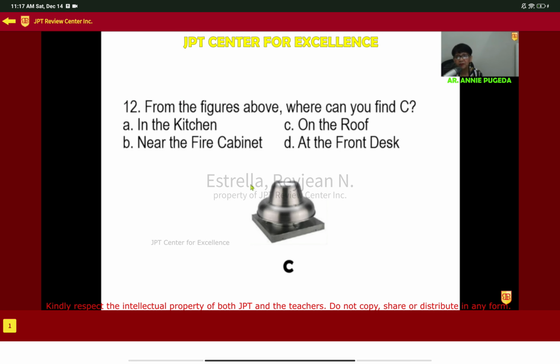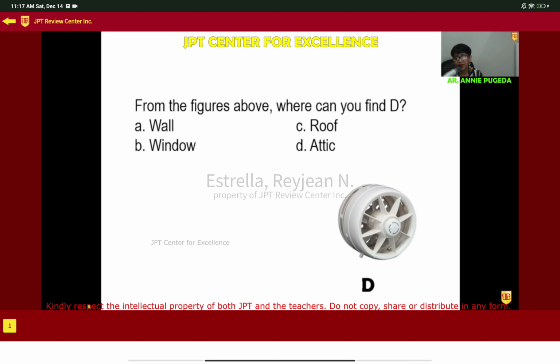Now, from the figures above pero nasa below, where can you find C? So, itong C na to, okay, is a ventilator. Now, saan siya makikita? Ayun. It's a roof vent cap. Okay? Next. From the figures above, where can you find D?